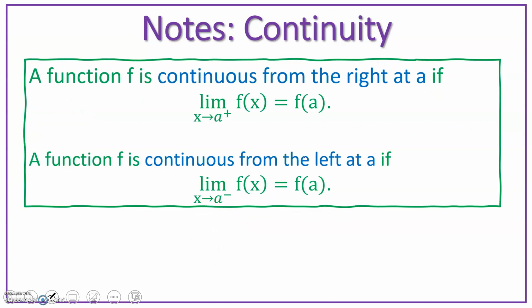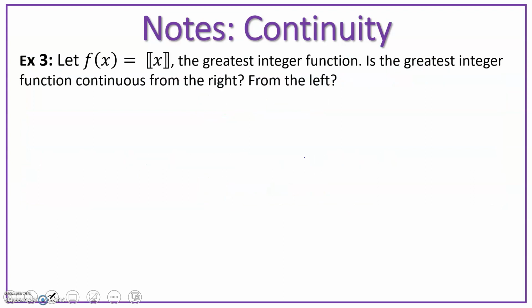All right, we're going to say that a function f is continuous from the right at a if the limit of f of x as x approaches a from the right is f of a. Or we could say that a function is continuous from the left at a if the limit of f of x as x approaches a from the left is f of a. So it is possible that it's not fully continuous, but it's just continuous from either the left or the right. So let's take a look at this greatest integer function one more time. Is it continuous from the right or from the left?